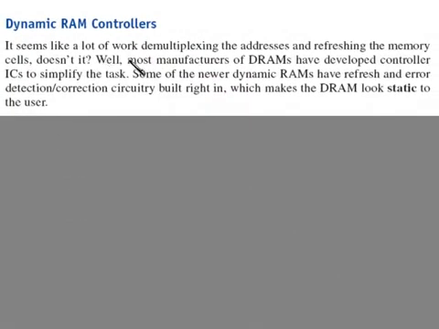So it seems like a lot of work demultiplexing the addresses. And by the way, we did have to demultiplex them, because the address bus is going to be A0 through A13. We've got to split those 14 lines into 7 lines and 7 lines. So there is a demultiplexing on the front end. And then we also have to refresh the memory cells and deal with the RAS and CAS. Well, most manufacturers of DRAMs have developed controller ICs to simplify this task. Some of the newer dynamic RAMs have refresh and error detection correction circuitry built right in, which makes the DRAM look static to the user. It looks just like an SRAM.